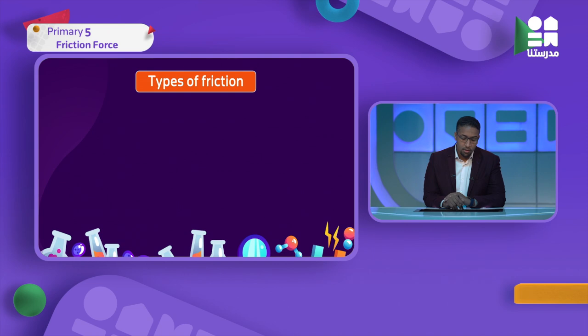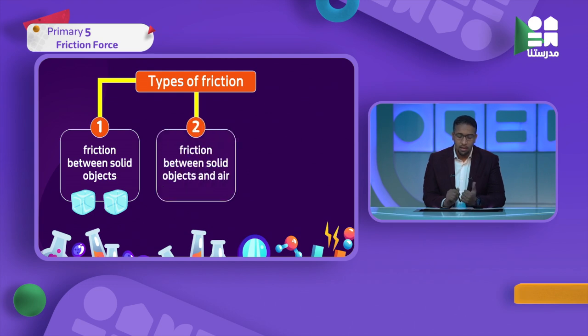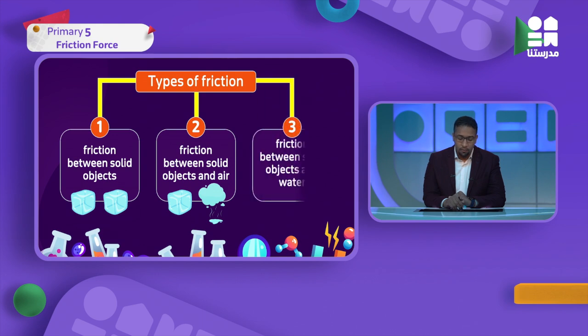Types of friction. There are 3 types of friction. Number 1, friction between solid objects. All of them are solid, solid object and solid object. Both are solids. Number 2, friction between solid and air. Number 3, the friction between solid and water. We will explain each of them.